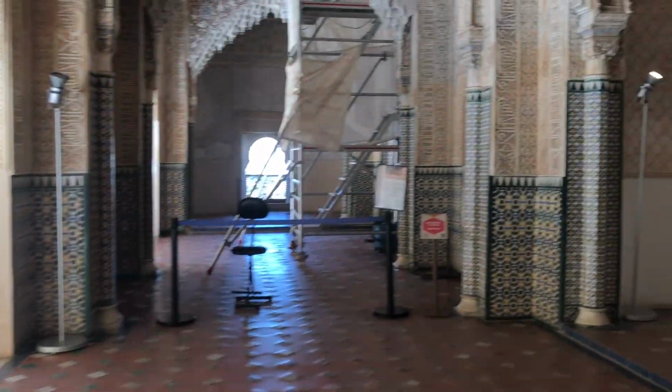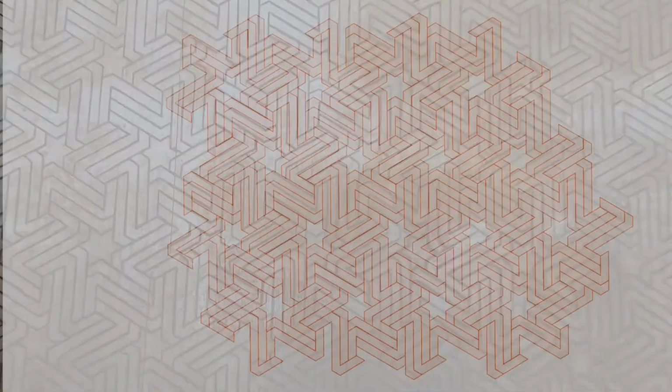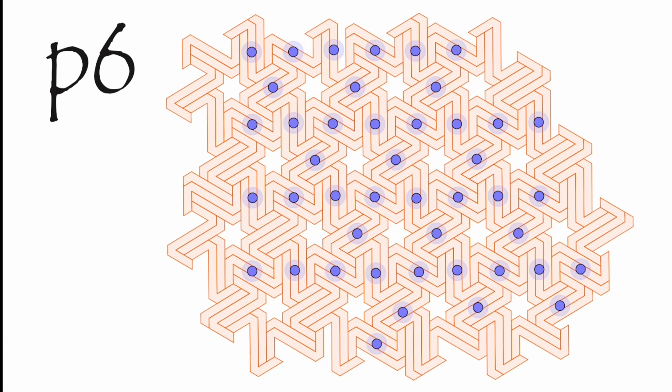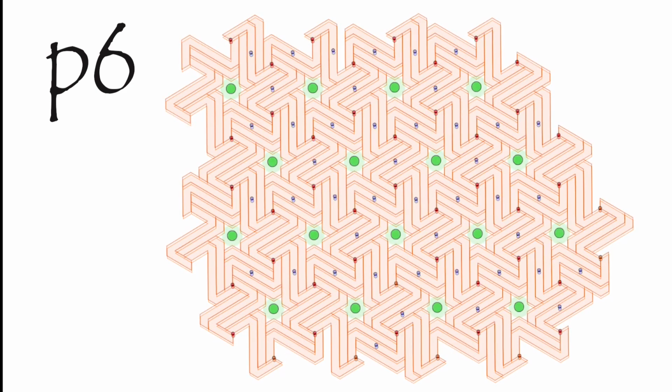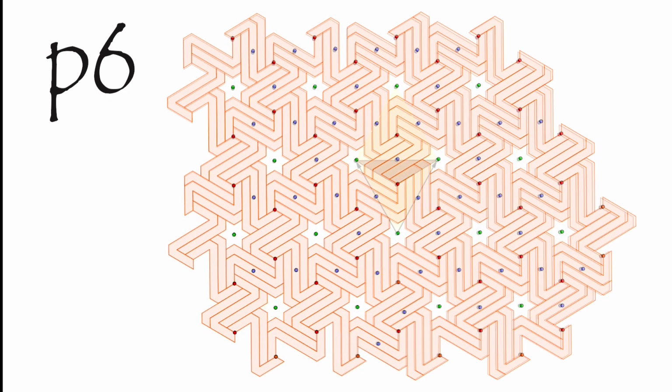Before leaving the Hall of the Kings, we will analyze this last plasterwork. In this case, we have a sample of the crystallographic group P6. We see the rotation centers of order 2 in blue, in red the rotation centers of order 3, and those of order 6 in green.